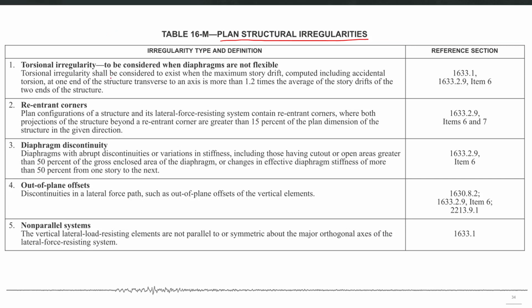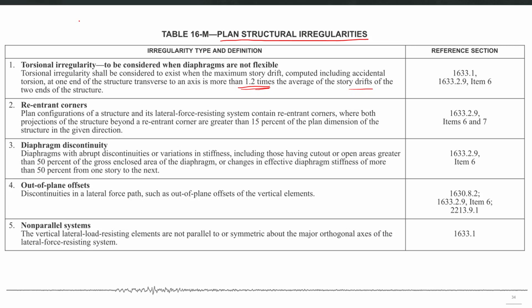So the torsional irregularity shall be considered to exist when the maximum story drift computed, including the accidental torsion, at one end of the structure transverse to an axis is more than 1.2 times the average of the story drifts of the 2 ends of the structure. This is the specific check which you should apply to your structure in order to know whether it is torsionally irregular or not.